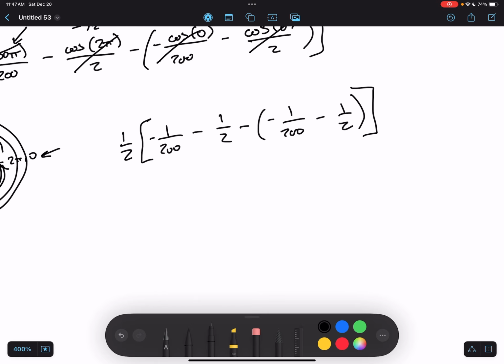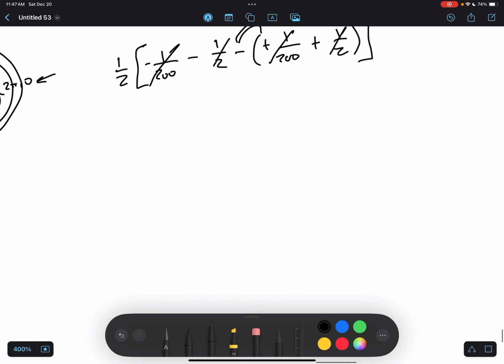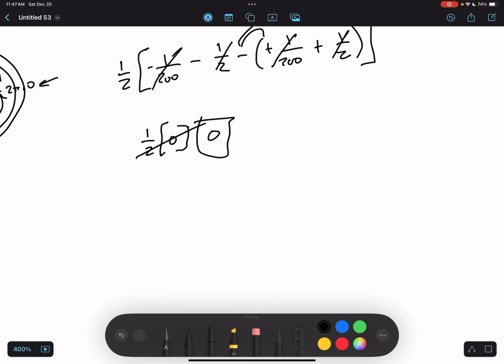And so what we do now is distribute this negative, that becomes a positive, that becomes a positive, and all of a sudden we've got negative 1 over 200 plus 1 over 200, those cancel. We have negative 1/2 plus 1/2, those cancel. And so our result is simply 1/2 times 0, which is 0. And so the result of our integral is just that, 0.